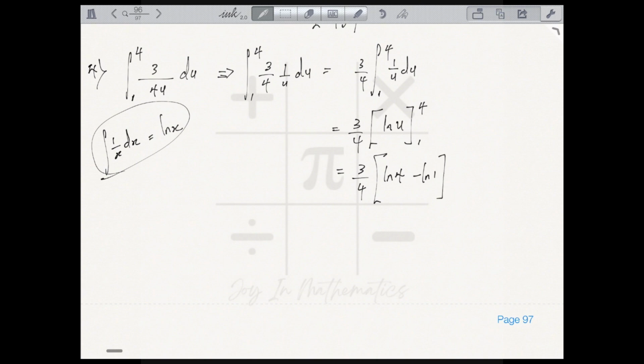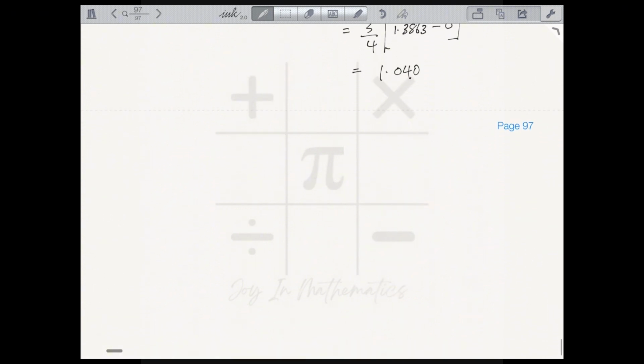And that will give us 3 over 4 into 1.3863, and the logarithm of 1 is 0. Now our answer will give us 1.040. Let's take 2 more examples.